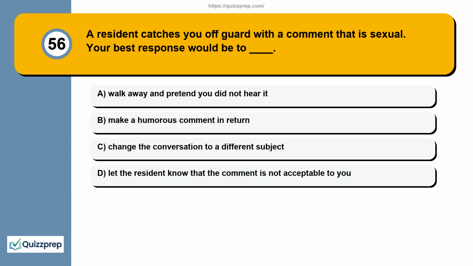Question 56. A resident catches you off guard with a comment that is sexual. Your best response would be to walk away and pretend you did not hear it. Make a humorous comment in return. Change the conversation to a different subject. Let the resident know that the comment is not acceptable to you.